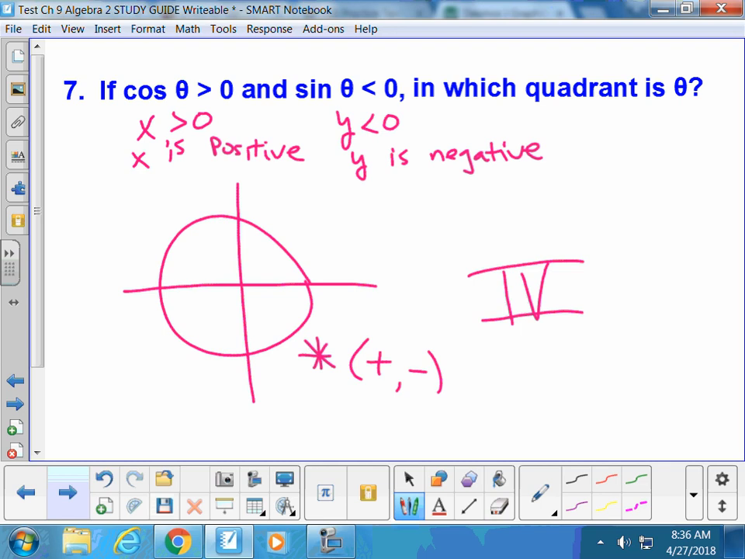And you do want to use a Roman numeral for your quadrants. You'll be a true math scholar. Math scholars use their Roman numerals.